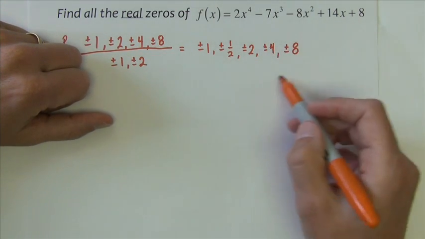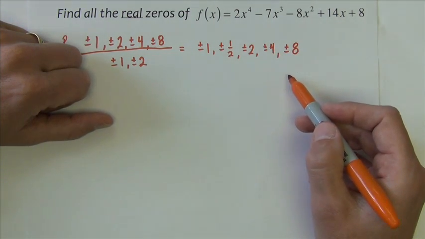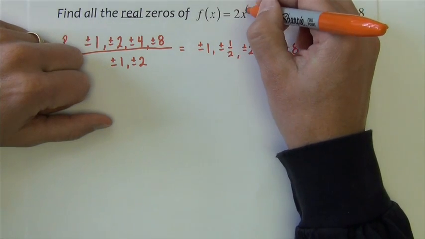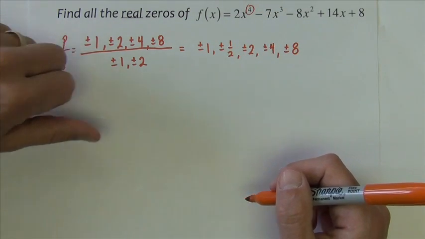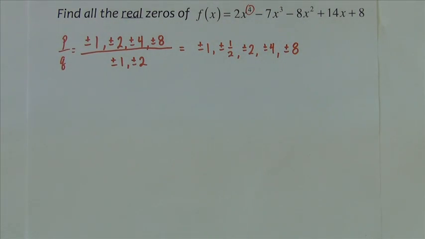So these are the possibilities right here. There are 10 of them. I know that there's only going to be 4, okay? A maximum of 4, and I have 10 to choose from. So the next thing I'm going to do is draw a graph of this function.